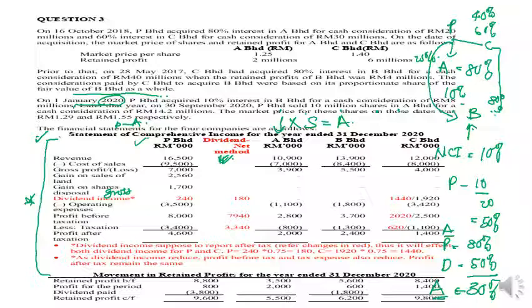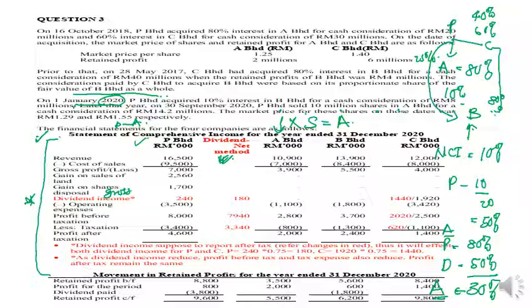Okay, with the cash consideration of 20 million and 60% interest in C. So in C, he says 60%. Okay, for cash consideration, 30 million. On the date, the market price of A here is RM1.25, and then on C here is RM1.40.